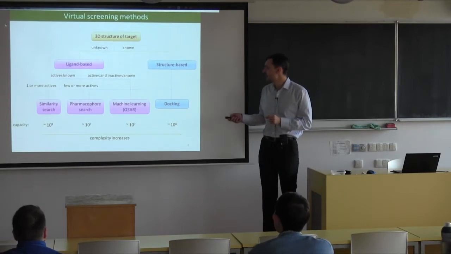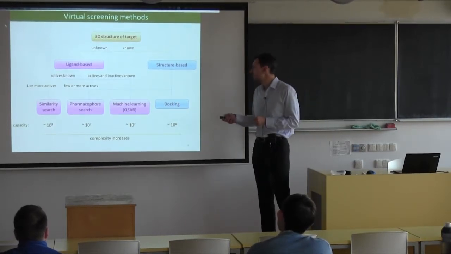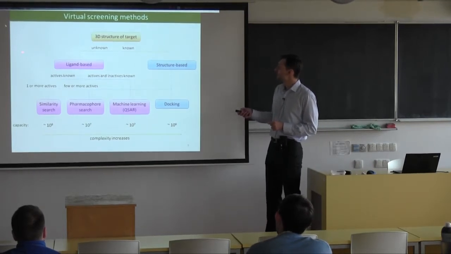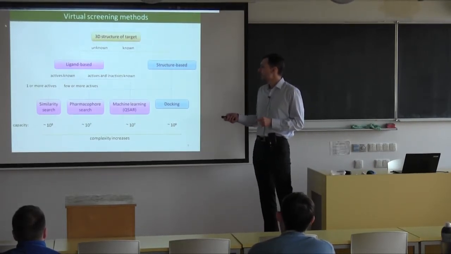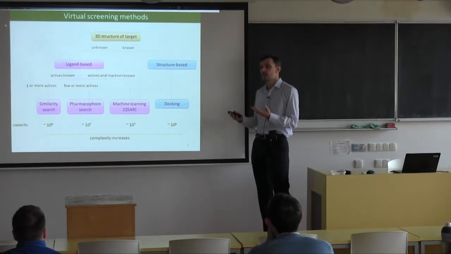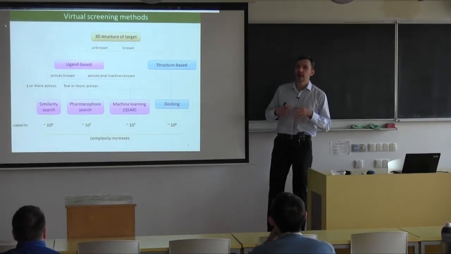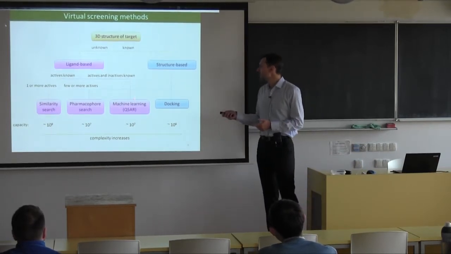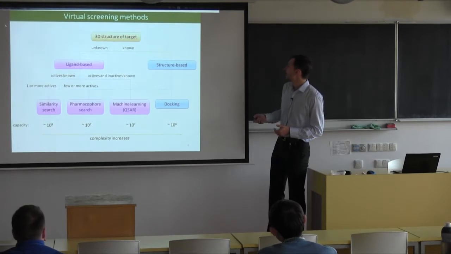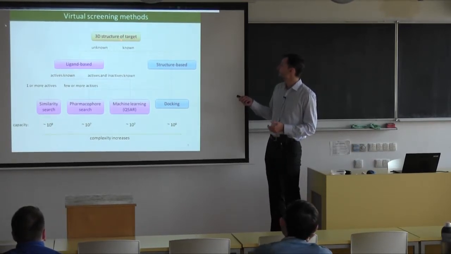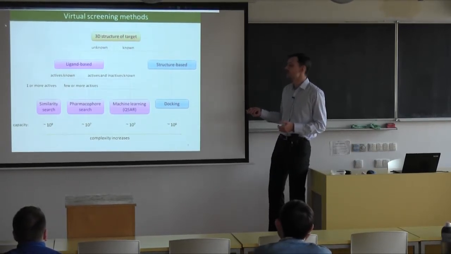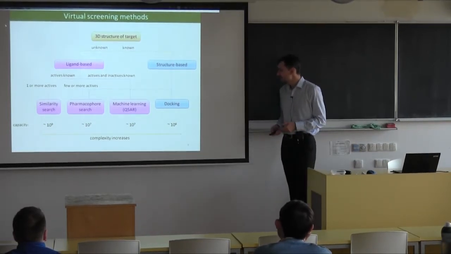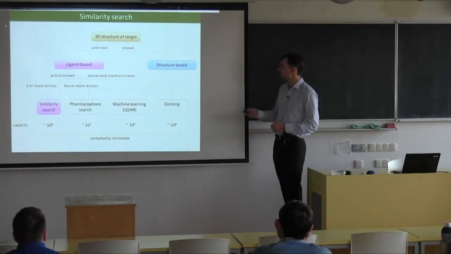You can perform a similarity search, find compounds which are similar to this one molecule, and proceed further. If you have just a few actives, you can develop pharmacophore models. If you have active and inactive compounds, you can build machine learning methods, so-called QSAR models. And if you have a 3D structure, you can perform structure-based methods, like docking and pharmacophore search as well. We will discuss all these tools in more detail, step by step.